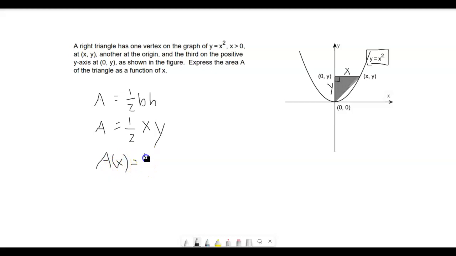Area is equal to 1/2 times x times y, which is equal to x squared. So I can just replace this y with x squared. And so once we simplify it, it's just going to be area of x is equal to 1/2 times x cubed. 1/2 times x squared is just x cubed.